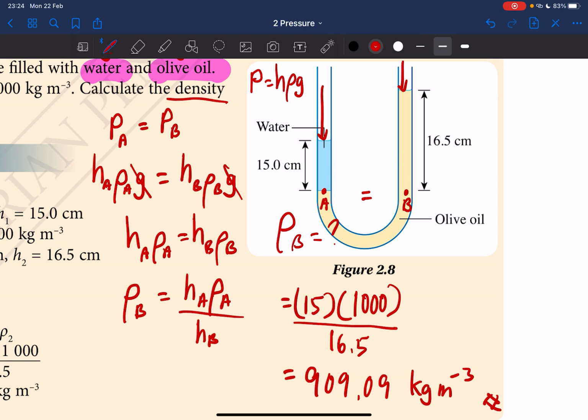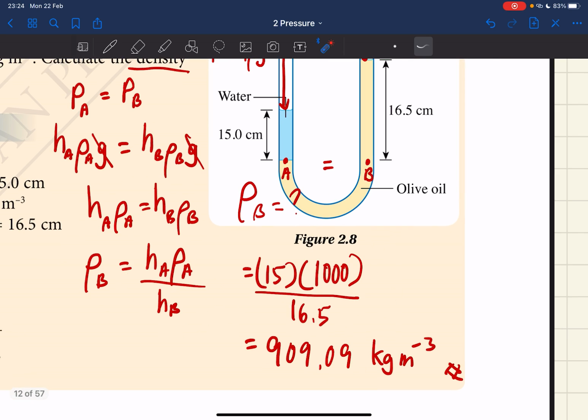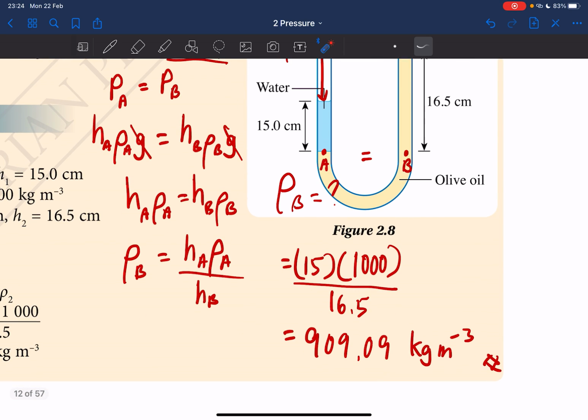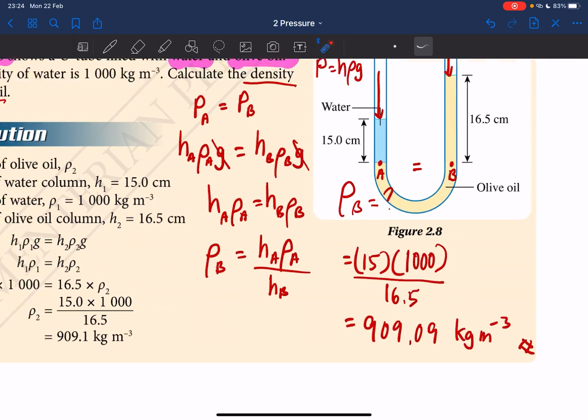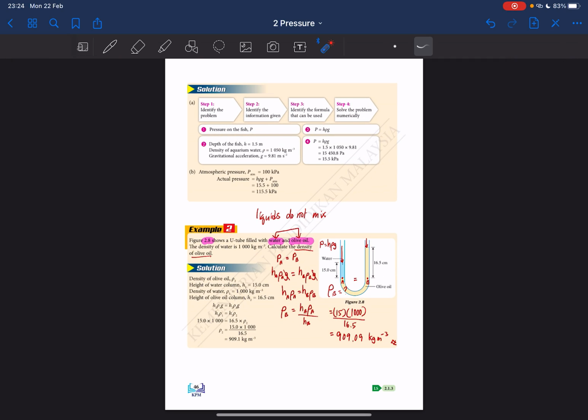So here's a question. Do we need to change the unit for height into SI unit? Because here it is in cm, here also in cm. The answer is, in this case, we don't need to, because we are dividing two things of the same unit. Here is cm, here is also cm. So cm divided by cm, the units cancel out each other. So you can use the same unit. Okay? That's the answer. Any questions?